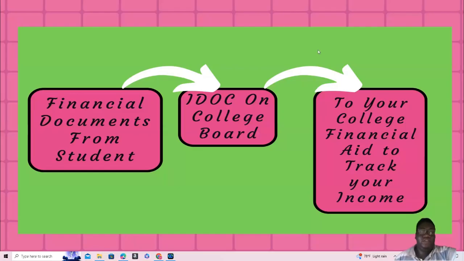The process of giving documents to your college for financial aid is first completed when the financial aid documents on your side are given to the IDOC on College Board. Then the financial aid office of your school of choice gets this information, which you can track.